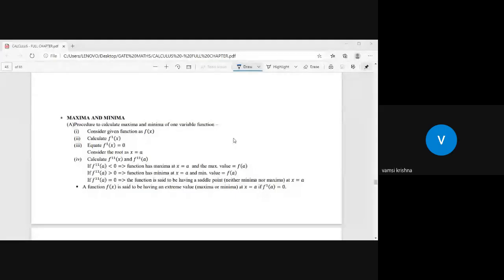Let me share this document. Now I hope everyone can see this document and see this maxima minima concept, one of the very important concepts in our GATE exam.